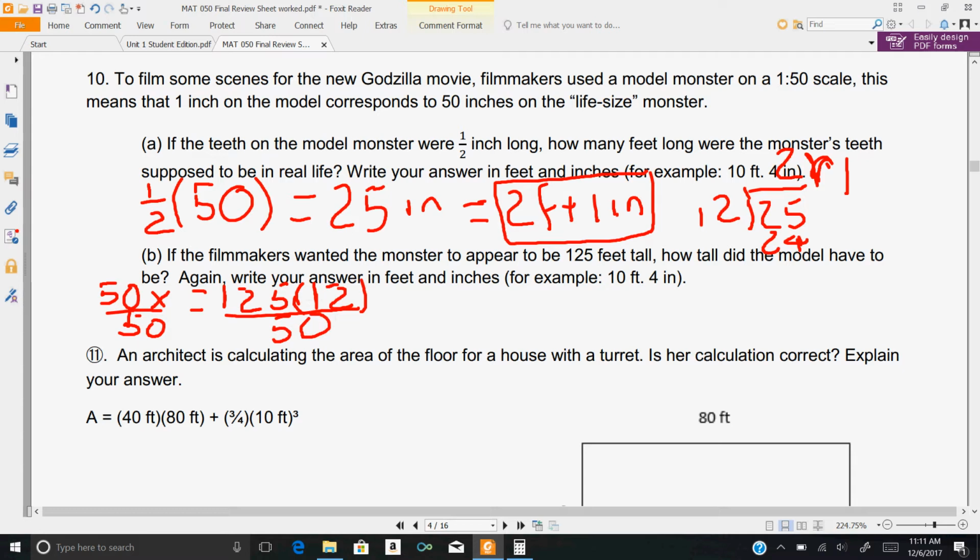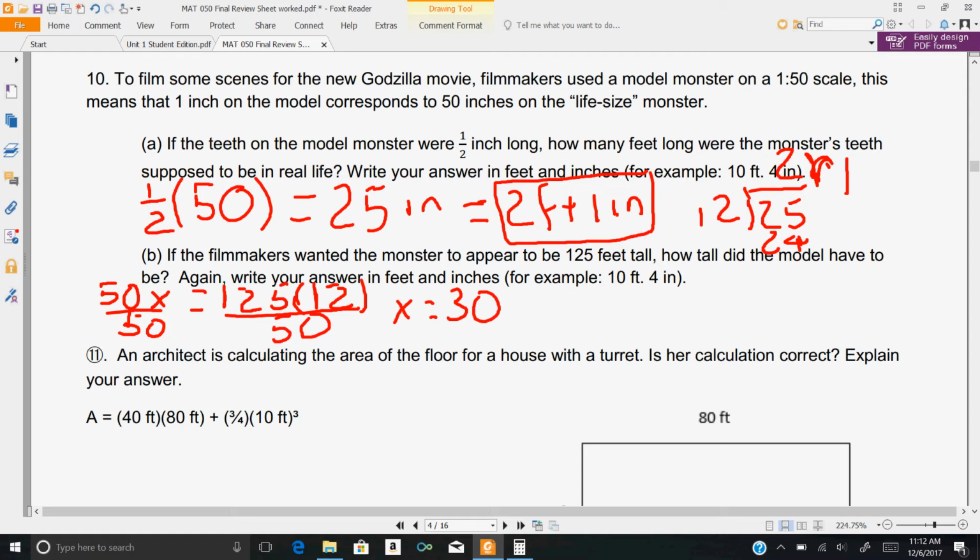X is the number that I multiply by 50 to get 125 times 12. I can divide 125 times 12 by 50 to get x. And I don't have room to write it below, so I'll write it over here. X equals 25, 5 times 6, which is 30. And if you don't see how I got that, just put it in your calculator.